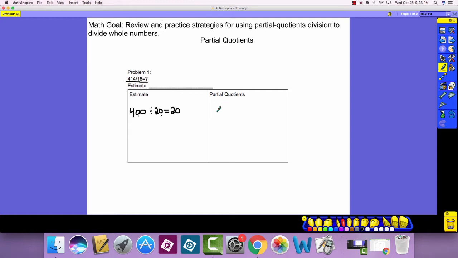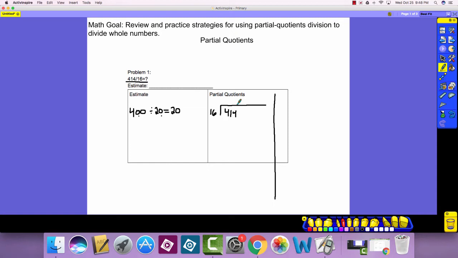Now that you have that written down in your estimate box, let's go ahead and set it up the traditional way. So let's set up 414, and we're going to divide that by 16 out front here. And don't forget to put your vertical line here, because we're going to keep our partial quotients over here and then do our related subtraction on the left. Pause the video and get that down.